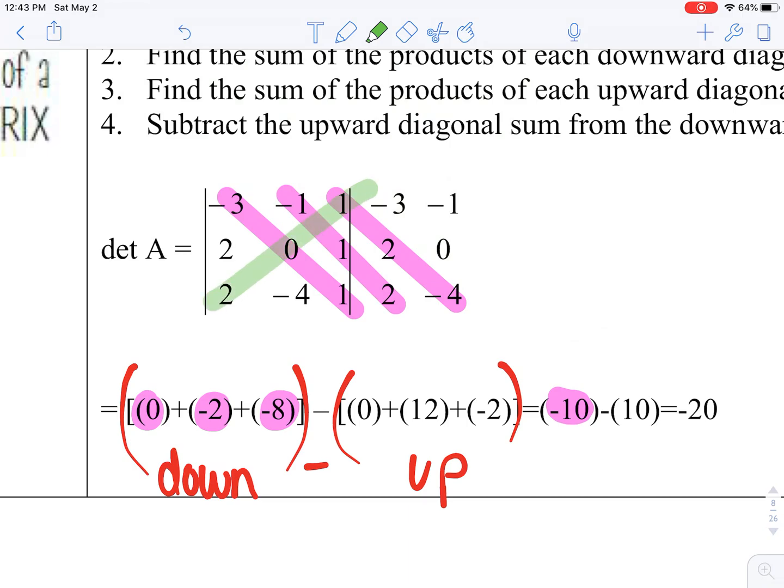Now the ups. 2 times 0 times 1 is 0. Negative 4 times 1 times negative 3 is 12. 1 times 2 times negative 1 is negative 2. Sum those up and then do downs minus ups to get negative 20.